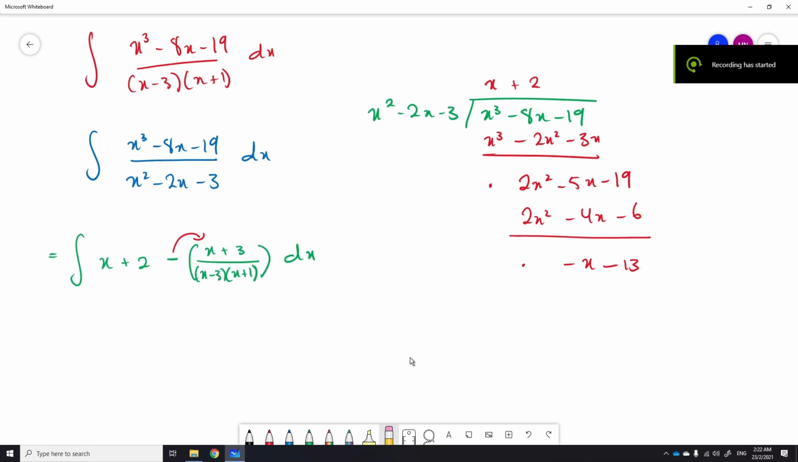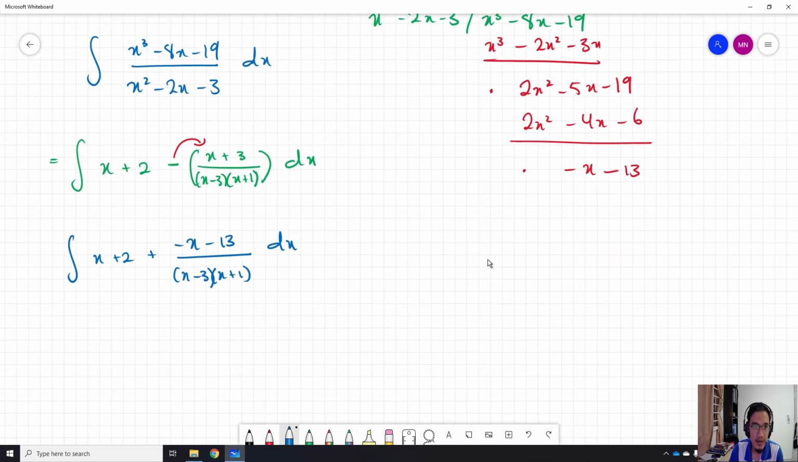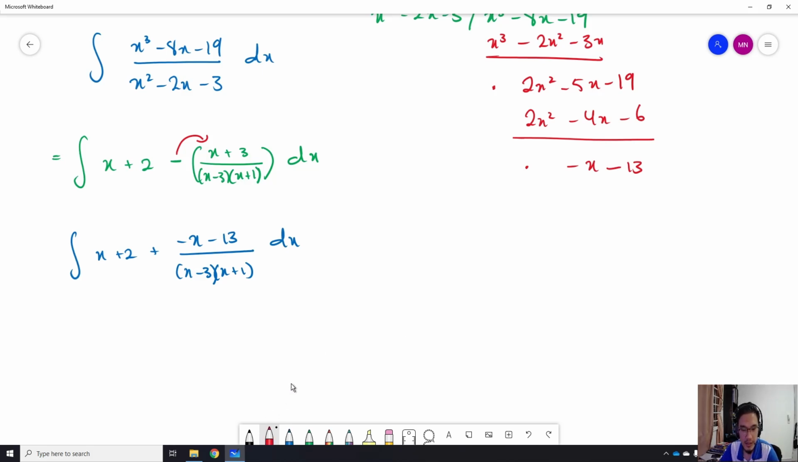Now, since we have done the long division, we can rewrite the fraction into a new form: x plus 2 plus negative x minus 13 over x minus 3 and x plus 1, dx. This is not the answer yet, but our way to integrate. We focus on the fraction because x plus 2 is easy to integrate.